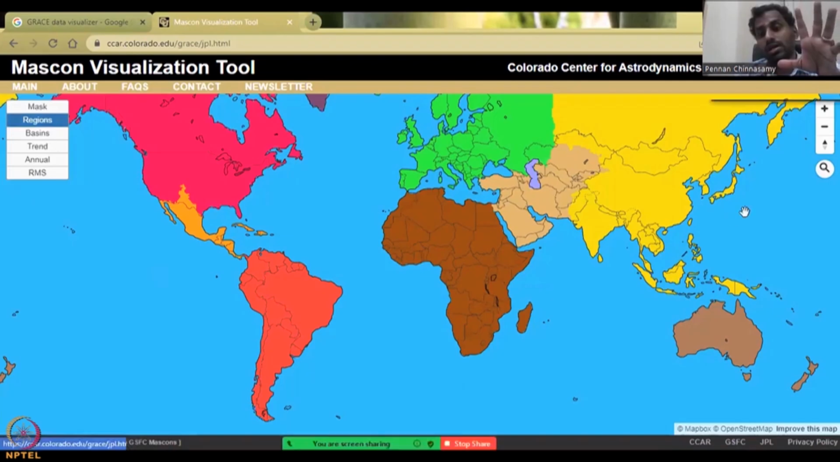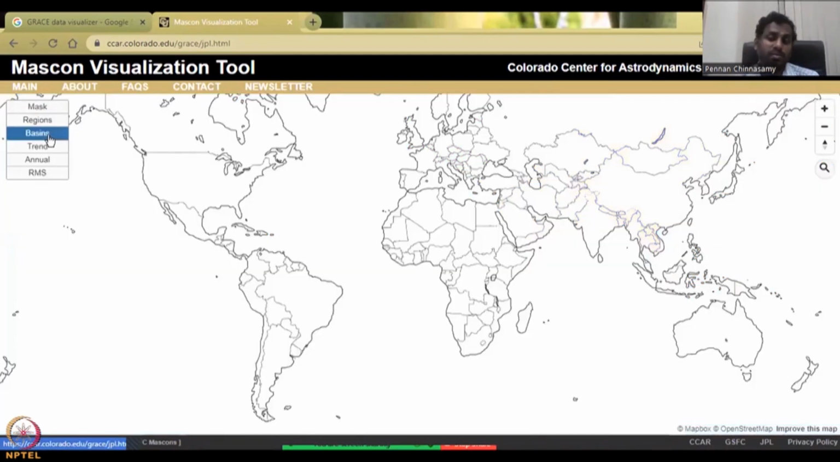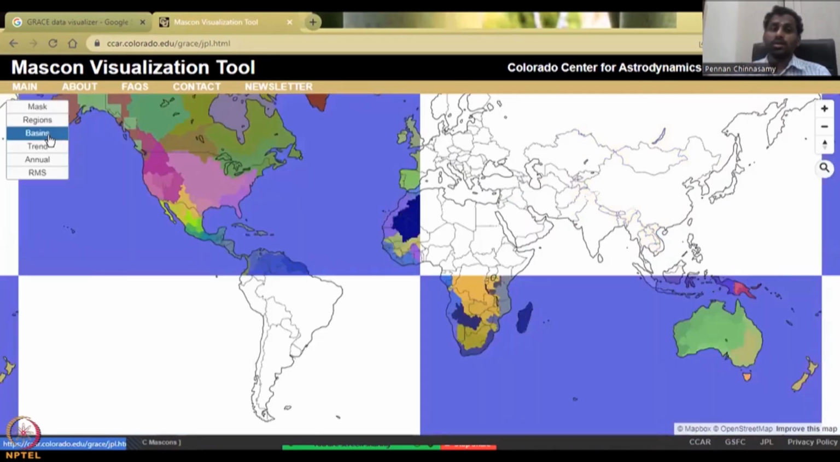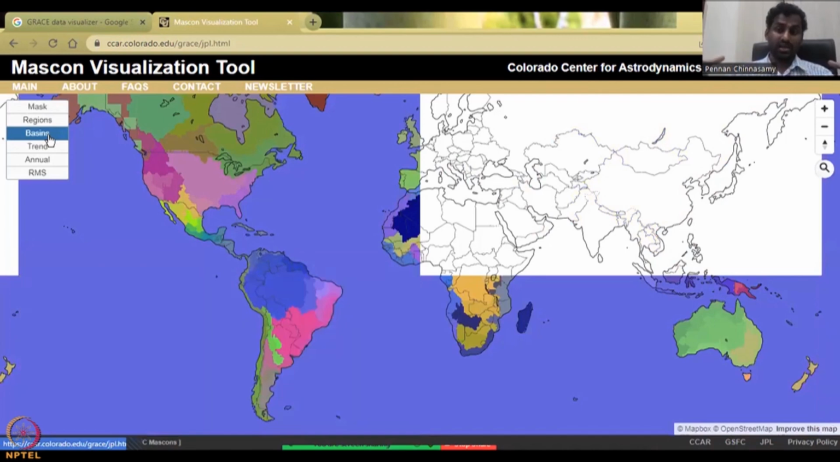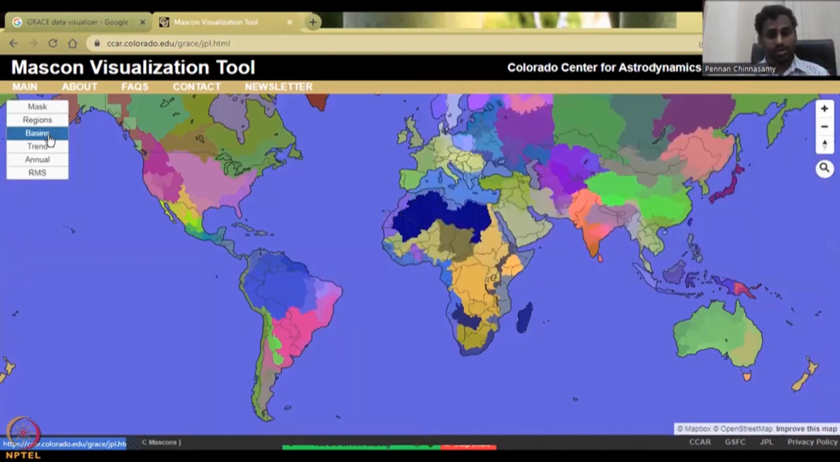So now the regions are Asia, Europe, Middle East, Africa, Australia. So it is based on regions. You can do it as basins, because basins would make more sense. As I mentioned earlier, GRACE works on a large scale. So you need a large-scale area to monitor the groundwater change and anomaly.